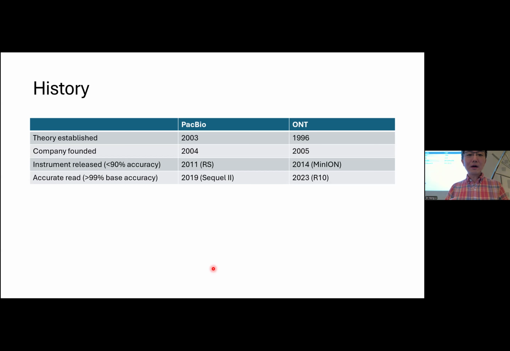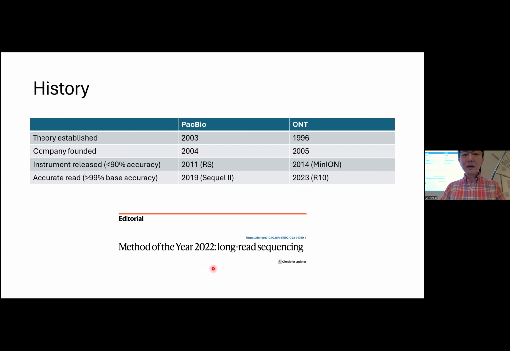PacBio then had highly accurate reads, called HiFi reads. By highly accurate, I typically mean above 99%, an average of about 99% base accuracy. Nanopore came a bit later than that. And why do I separate out these accurate reads? This is in 2022.